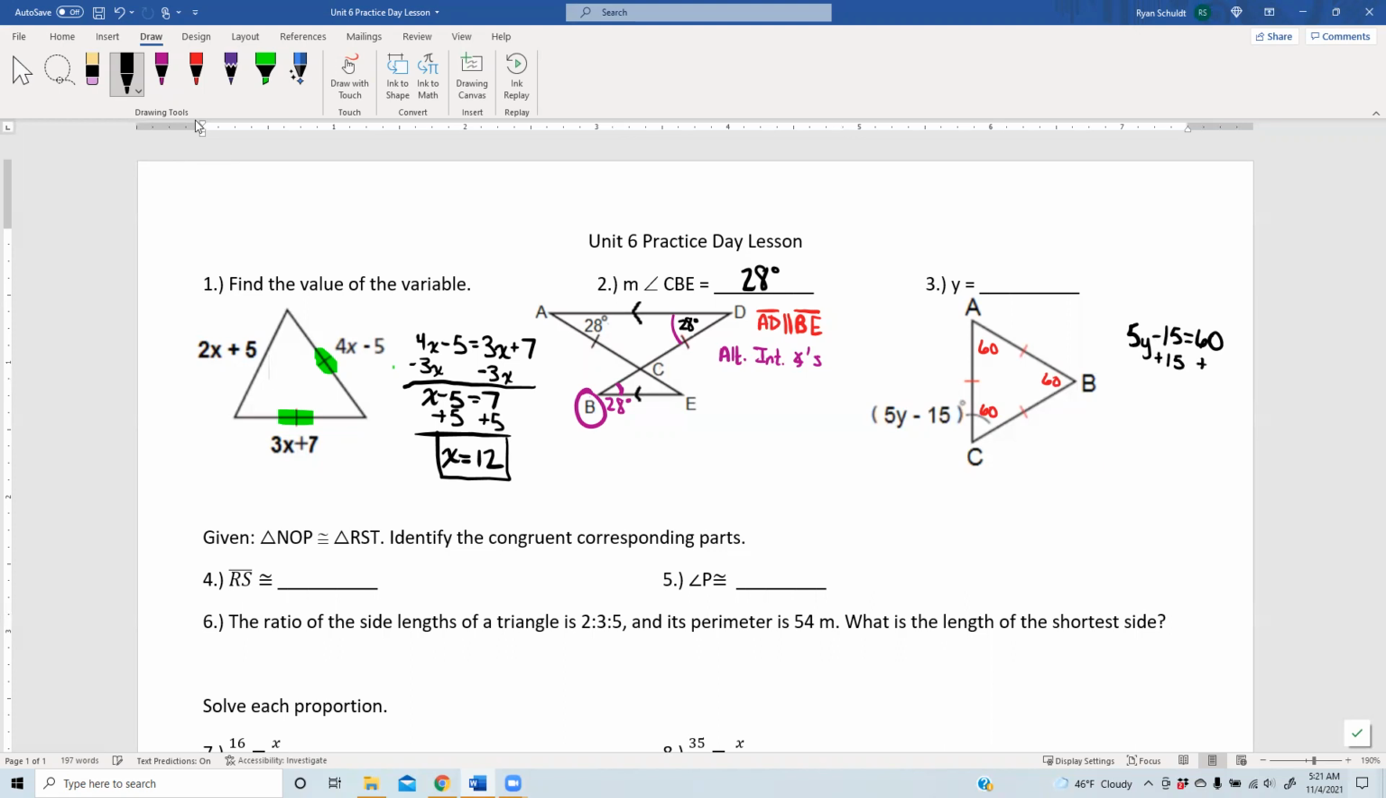Add 15 to both sides. I get 5y equals 75. Divide by 5. And we get y equals 15. And that's what they ask us to find. They ask us to find y. So y is 15.